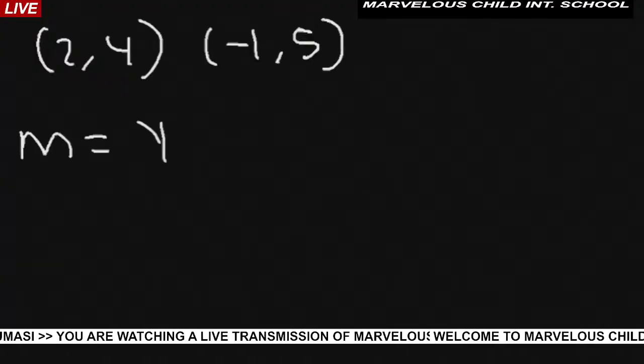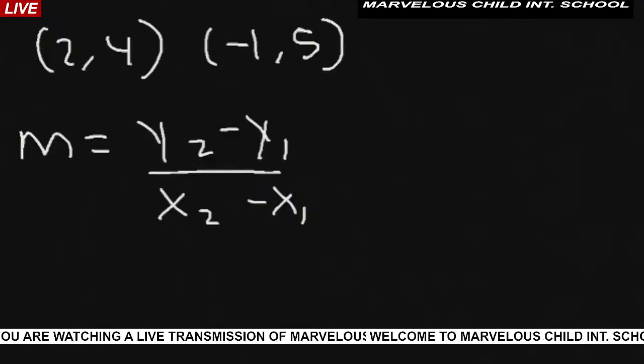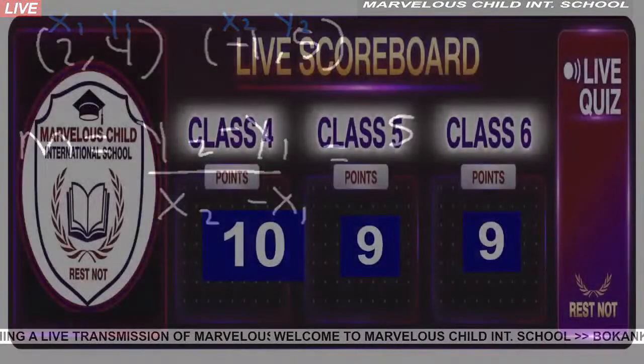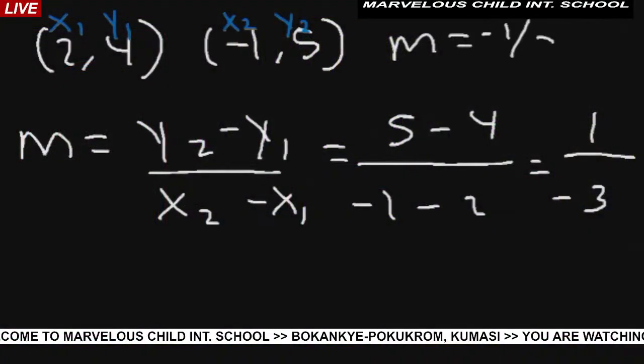Now, how can we write the equation of the line if we're given two points? Let's say the points (2, 4) and (negative 1, 5). How can we write the equation of the line? In this case, we need to find the slope, which is y2 minus y1 over x2 minus x1. So this is going to be x1, y1, and this is x2, y2. So it's going to be 5 minus 4 over negative 1 minus 2, which is 1 over negative 3. Therefore, the slope is negative 1/3.